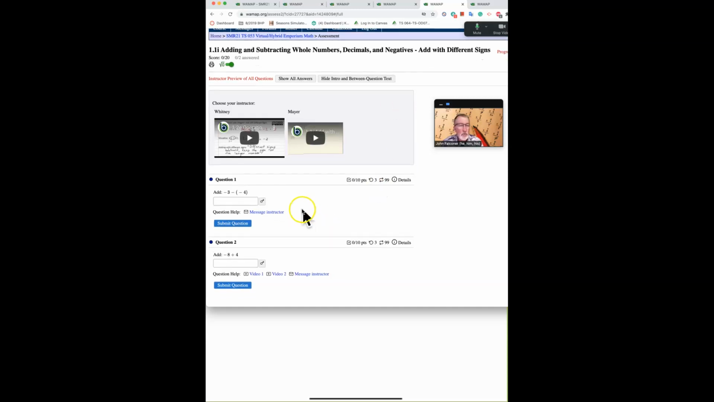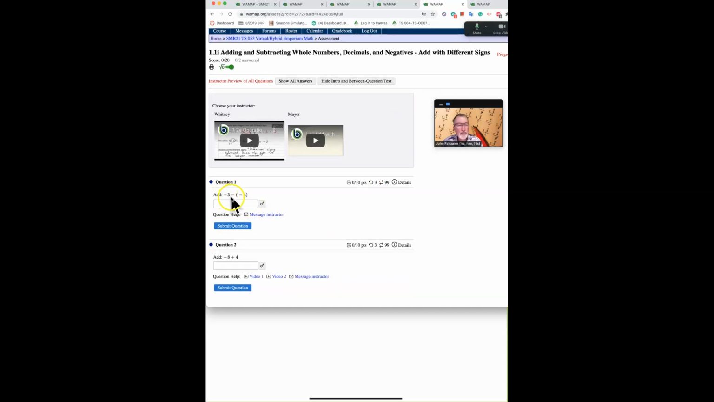Question number one, add -3 minus -4. When you are subtracting a negative, the result is like adding a positive number. So it turns into an addition problem. So this is -3 plus positive 4. -3 plus 4. So you've got a -3 and a positive 4. The two numbers have different signs and they are to be combined. We'll get to that one in just a second.